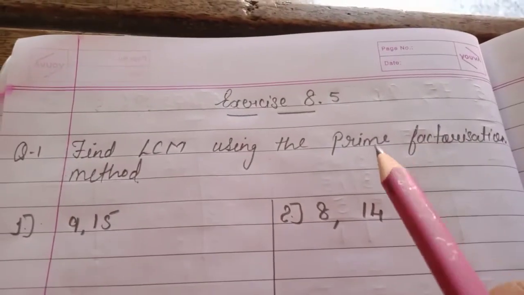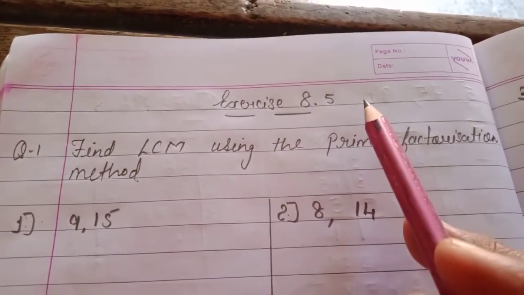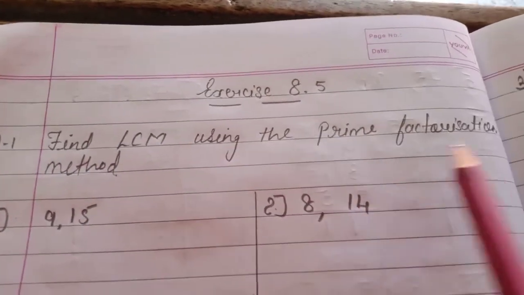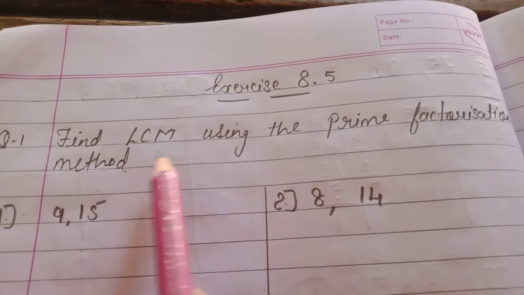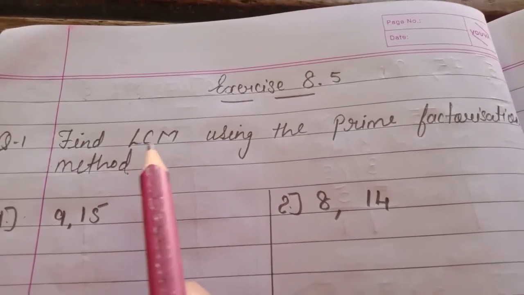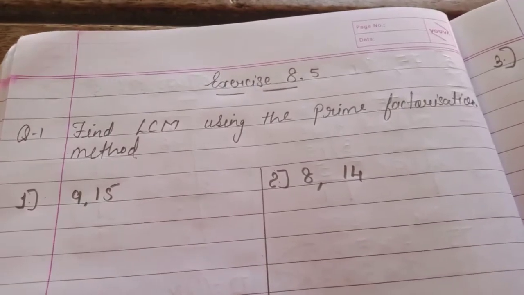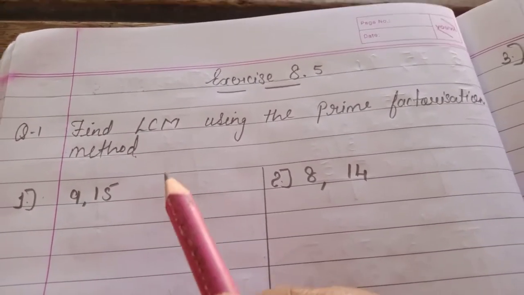Hello students, today we are going to write exercise 8.5. Question number 1. Find LCM using the prime factorization method. LCM means least common multiple. Okay, so first we will do the prime factorization, then we will find out the LCM.